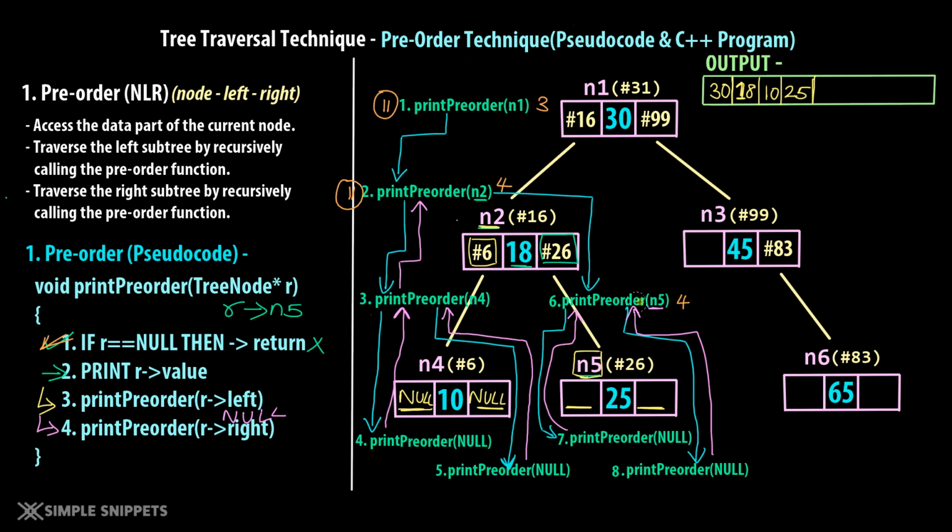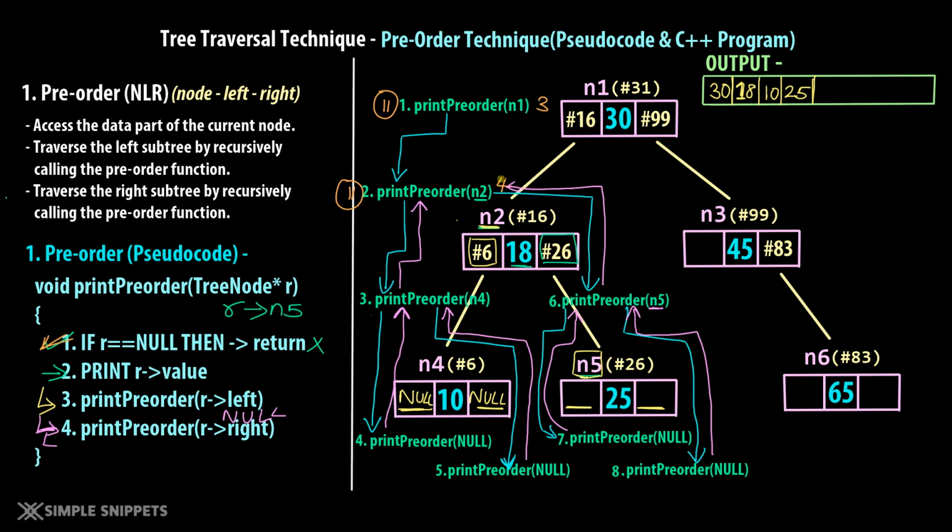The 6th print preorder will resume its execution. It was paused at step 4. It will resume from over here, but there are no further statements inside it, which means the 6th print preorder has completed its execution. So now it will go back to the calling function. Who called the 6th print preorder? You can see the blue arrow. It was called by the 2nd print preorder, so it will go back to the 2nd print preorder.